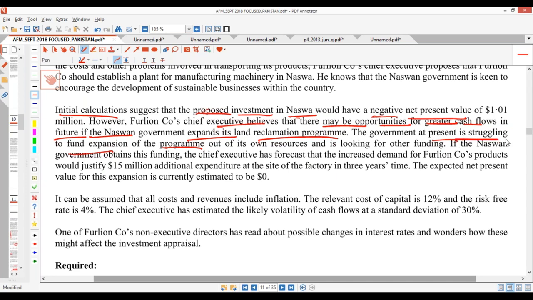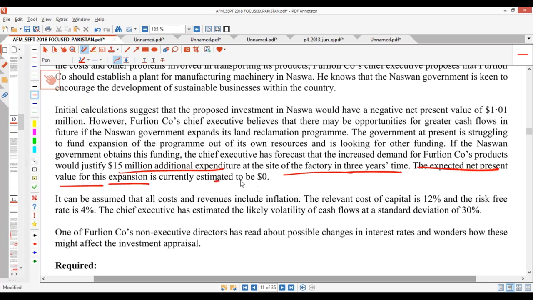The government is at present struggling to expand the program and is looking for other funding. If the Naswan government obtains this funding, the chief executive has forecast that the increased demand product would justify the 15 million additional expenses that you are going to spend in 3 years' time, and the expected NPV for the expansion is going to be 0. Okay. Expected expansion for the NPV is equal to 0.